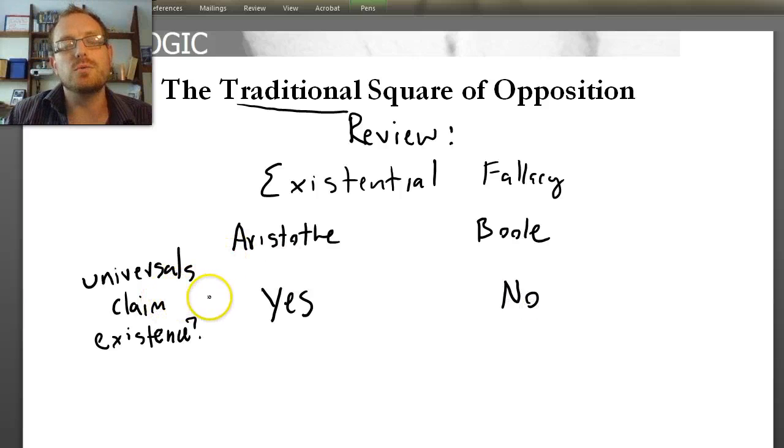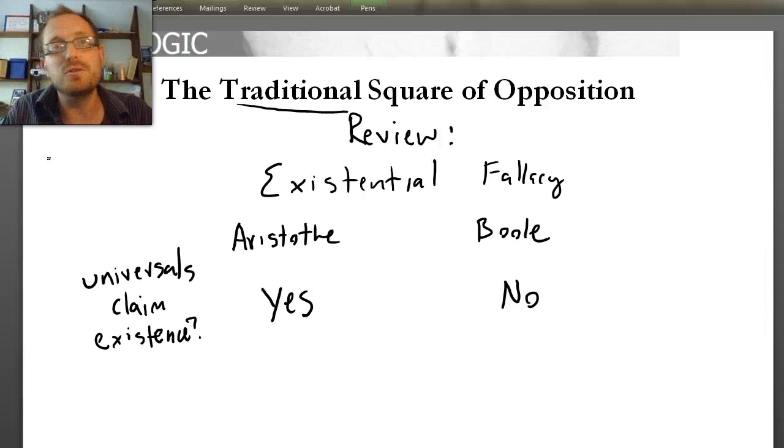Let me give you an example. Remember, in categorical logic the universal claims we're looking at are the A and the E claims: all S are P and no S are P. Aristotle thought, for instance, and it goes back to his epistemology, which means your theory of knowledge, that you observe particulars. You have all these particular experiences, but over time you do learn things universally.